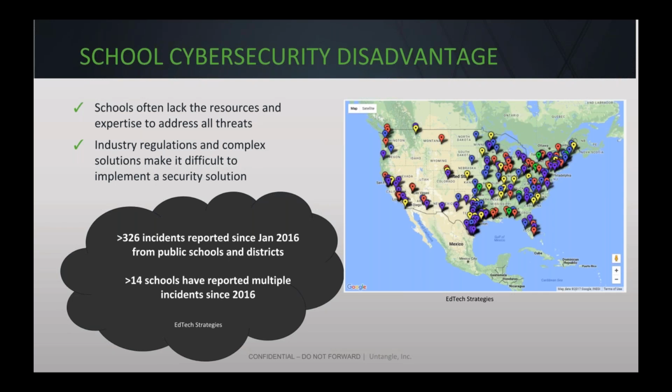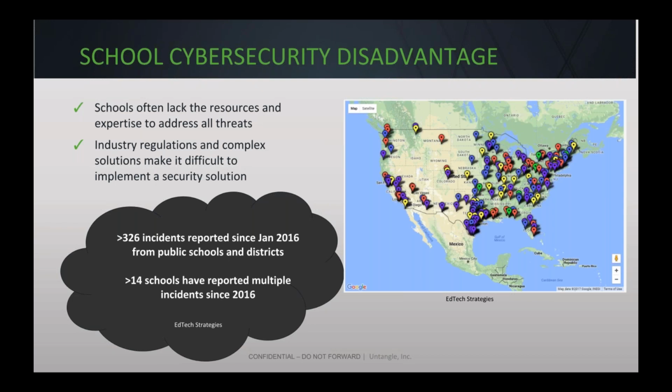One of the biggest disadvantages in the education market is that schools can lack resources and expertise to address things like this. So as you can see on the map here, this is from EdTech Strategies. These are incidents in the education market with breaches, cybersecurity incidents. Just for a little background, the purple dots that you're seeing are actual breaches that resulted in the disclosure of personal data. The blue ones, the other common ones you see there, are basically phishing attacks. So we're looking at the difference between breaches and hacks and just simple phishing. But you see a lot of purple and blue on that map. That means personal data was compromised. So that's a problem, obviously.